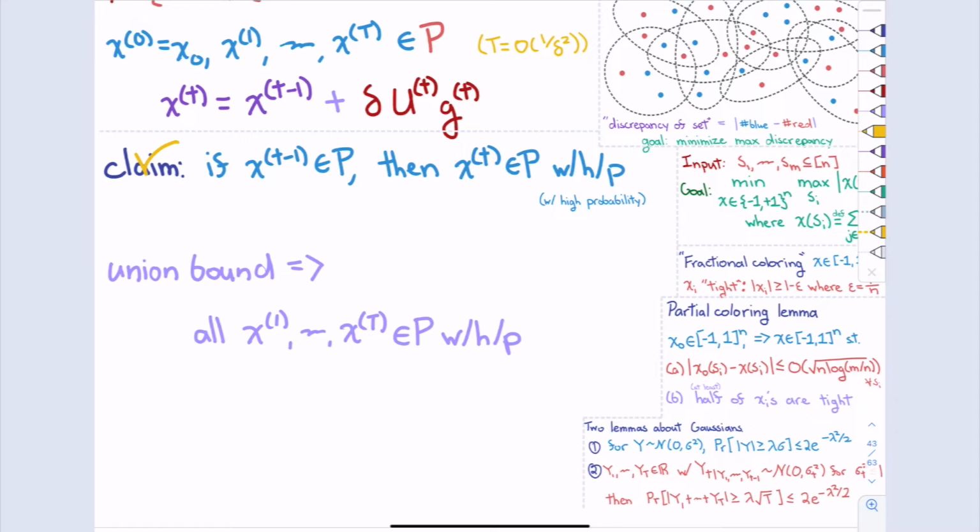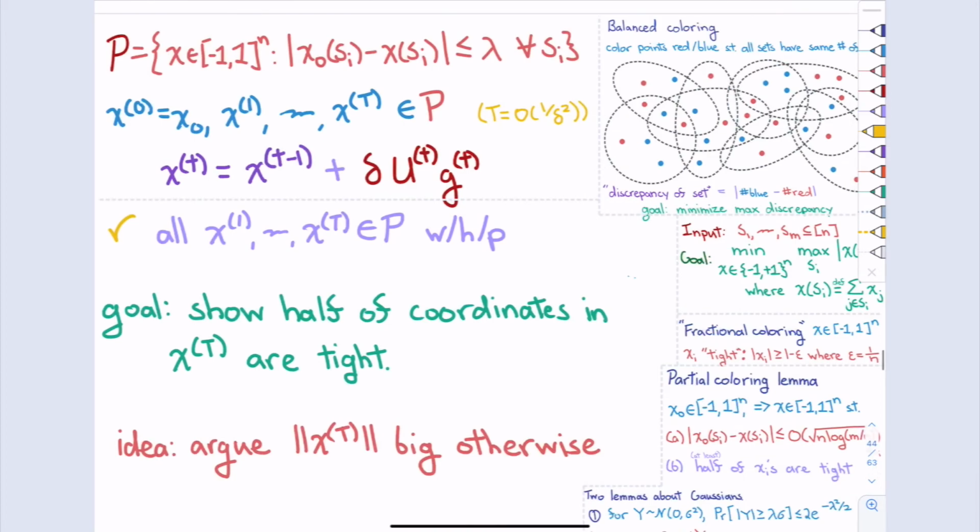Okay. All right, so that's good because that addresses the fact that at least I have a fractional coloring that's satisfying the discrepancy bounds at all times. The remaining issue is showing that half of the coordinates are going to be tight by the time I get to the tth iteration. That's the hard part. Still with me, mildly? Okay.